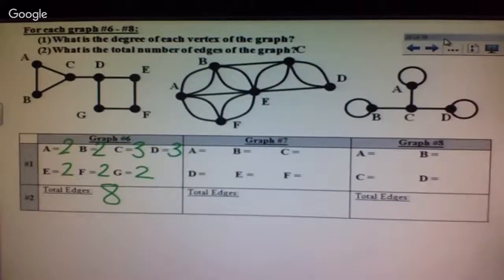Okay. Let's do 7. Actually, let me give you a minute to do 7 and 8, because 7's kind of a little bit crazy. There's some extra lines there. So take a minute and do that one, and then we'll put them up, because you need a little bit of time to count some of those. They get a little ugly.